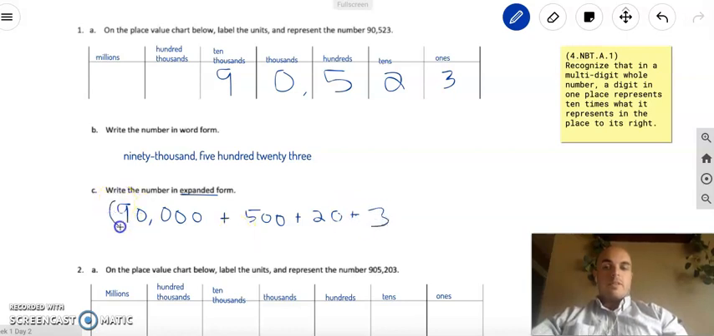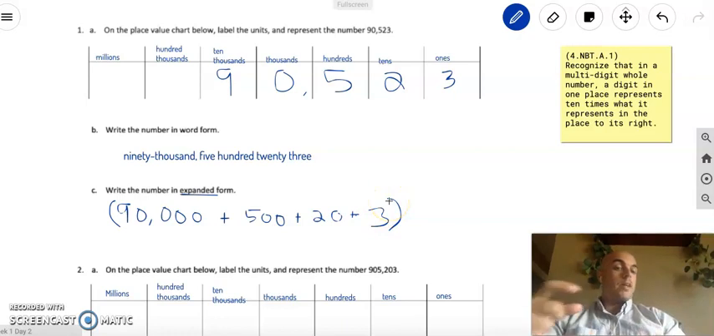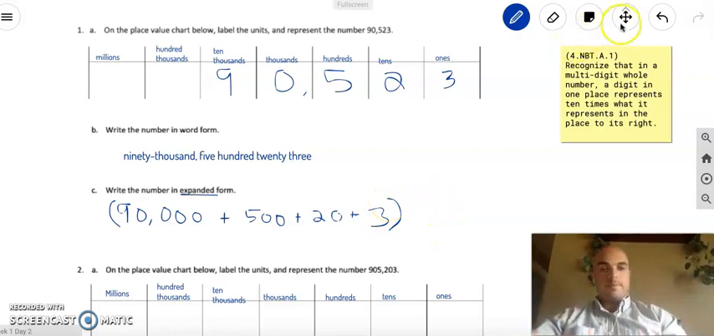And it's common to put this in parentheses. So I have 90,000 plus 500 plus 20 plus 3. I've essentially just taken each one of these and expanded them into what their actual value is by themselves, their unit value.